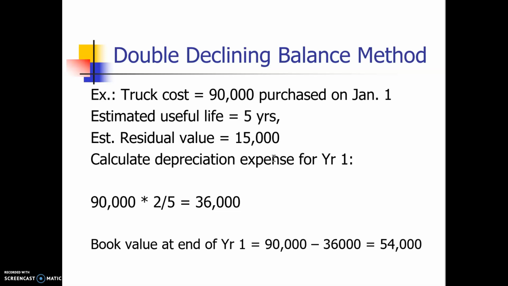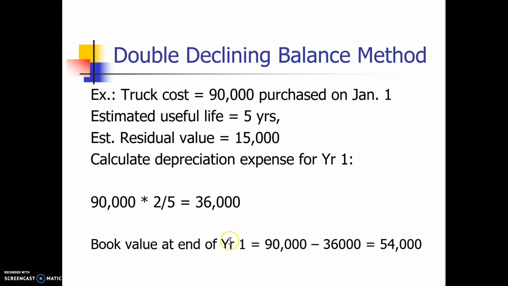Accumulated depreciation is 0, so book value equals cost in year 1. So we're going to take the 90,000 times 2 divided by 5. That gives us 36,000 in depreciation. We'll debit depreciation expense 36,000. We'll credit accumulated depreciation 36,000.